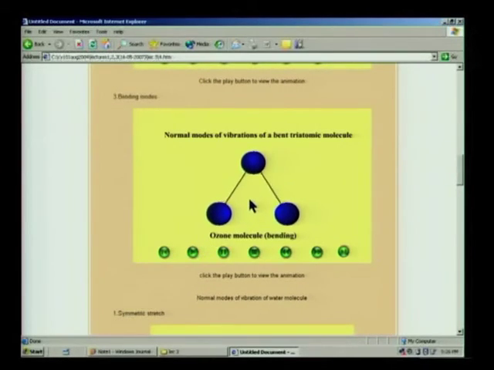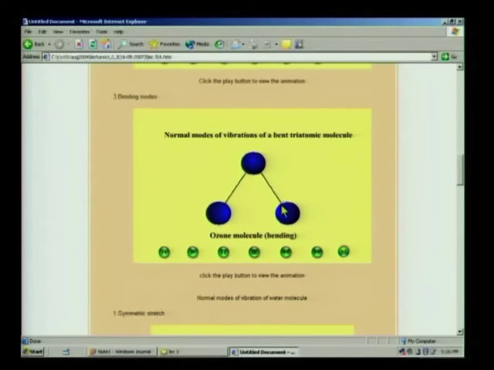is a bending mode. Again, the center of mass will not move. What you see is that the bond angle between the O-O-O atoms is shortened and then goes back to normal, and so on. So it is an oscillation about the equilibrium bond angle. This is called the bending vibrational mode of a triatomic molecule.